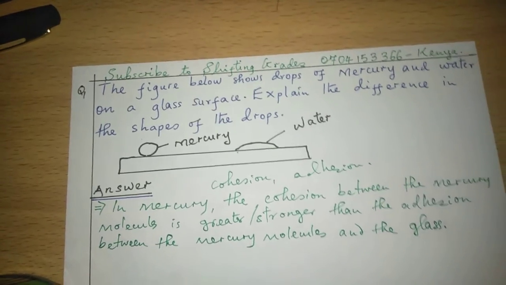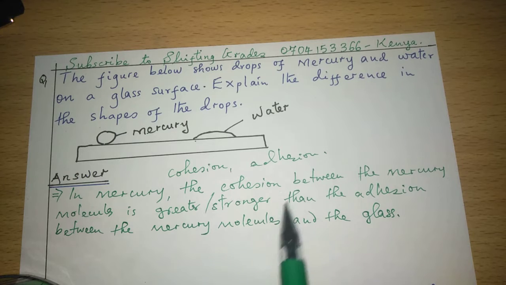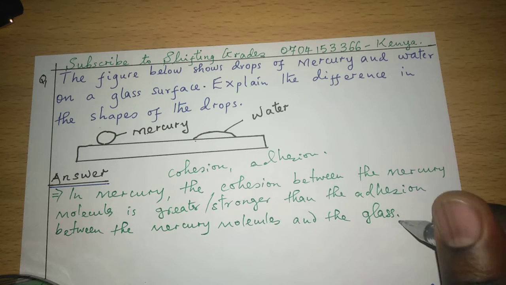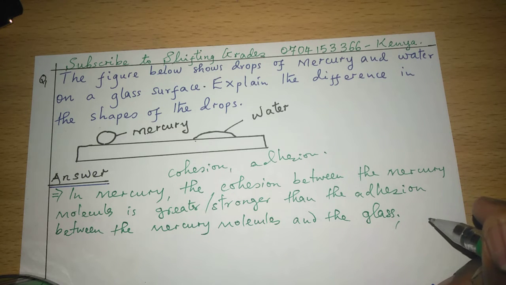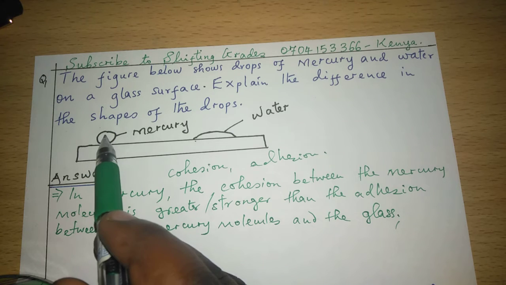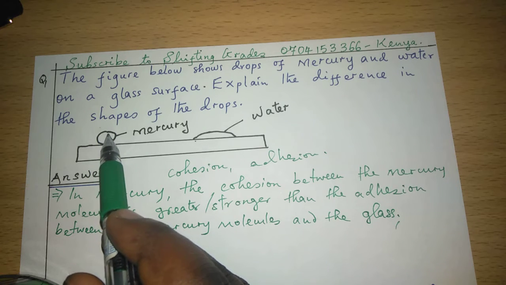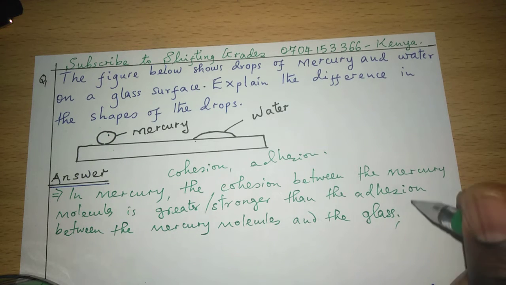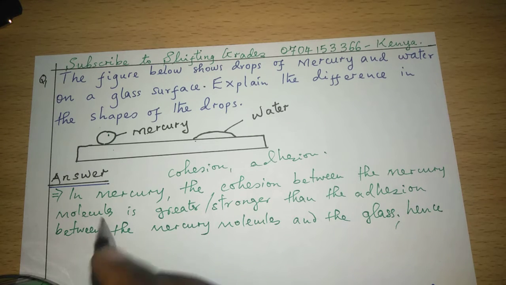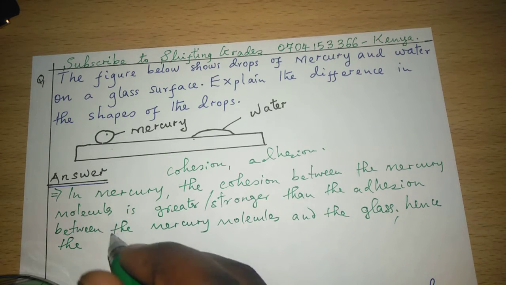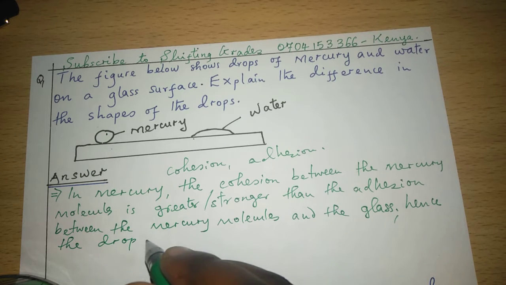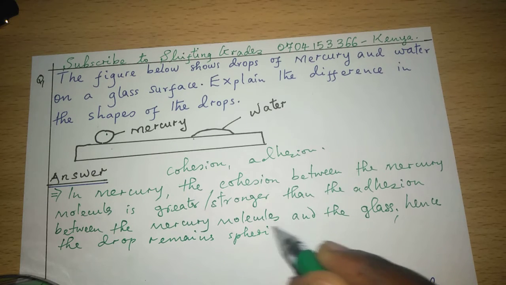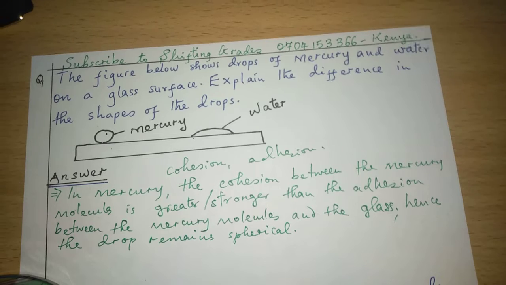Therefore, now that mercury is attracted stronger to itself than to the table, then we say the drops have to remain spherical. The mercury drop has to remain spherical because the force attracting the molecules to themselves together is very strong as opposed to the one attracting the molecules to the glass. So we say hence the drop remains spherical.